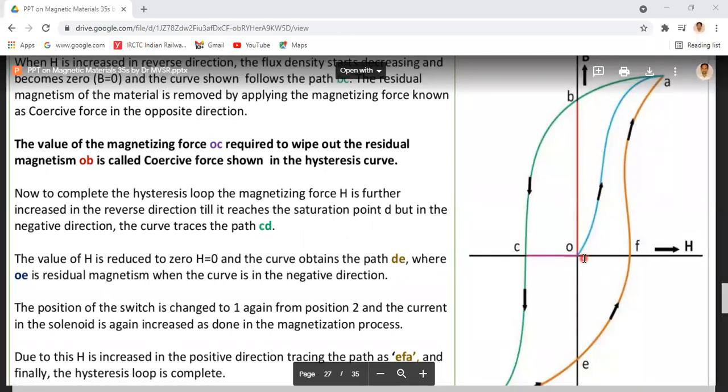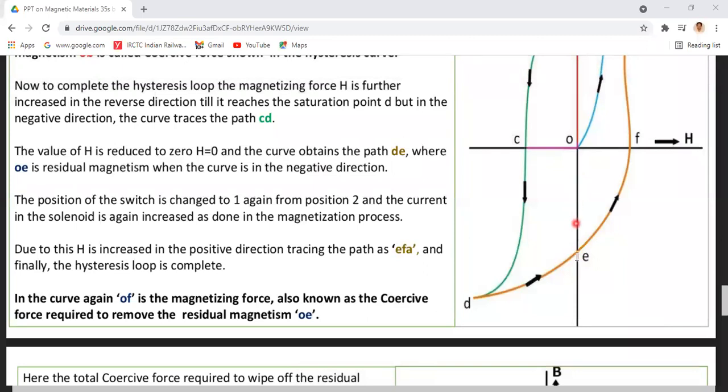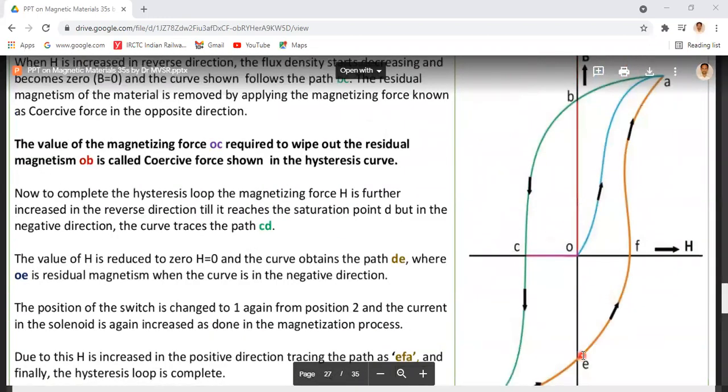Here, in the curve, OF is the magnetizing force, also known as the coercive force required to remove the residual magnetism. To make the residual magnetism zero, we apply the field OF, the coercive field. So that is OF. OE is the residual magnetism, which becomes zero on applying the coercive force OF.